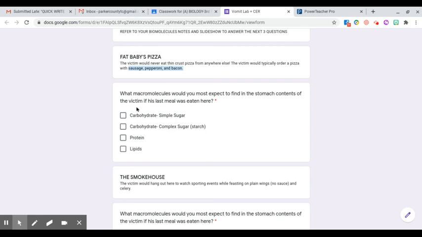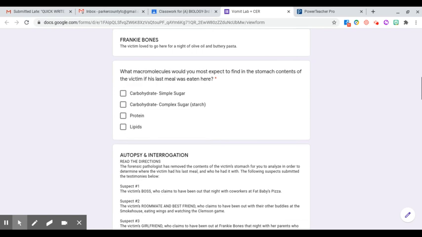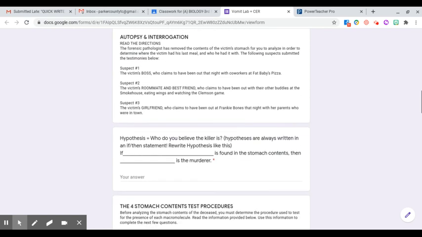This information can be found in your journal or on the biochemistry slides that I attached to this assignment. You can use both of those. We went over examples of each macromolecule or biomolecule, so you have all that information there. After you determine those 3 things, then you'll move on to the autopsy.